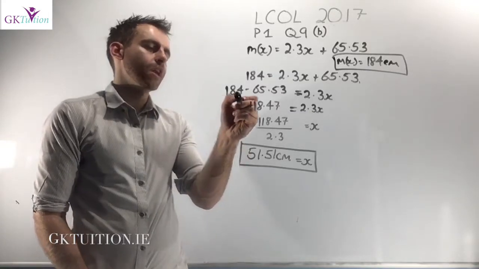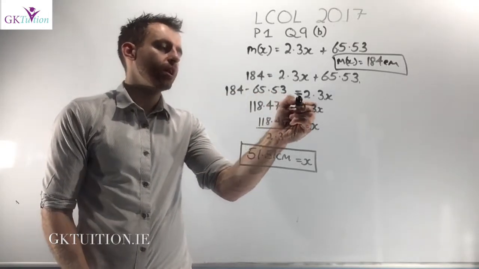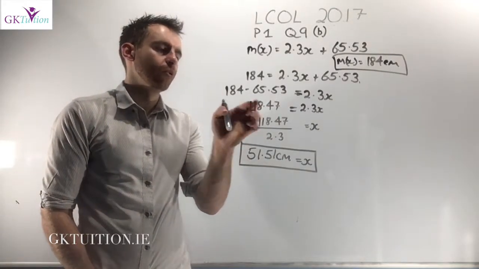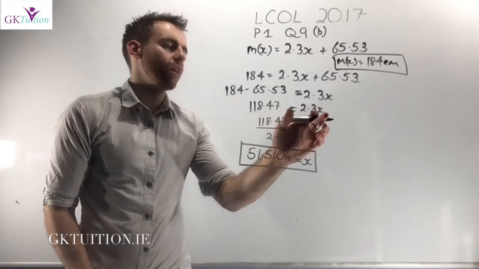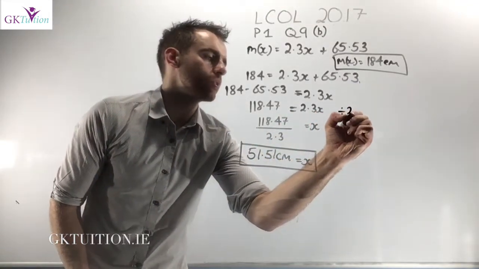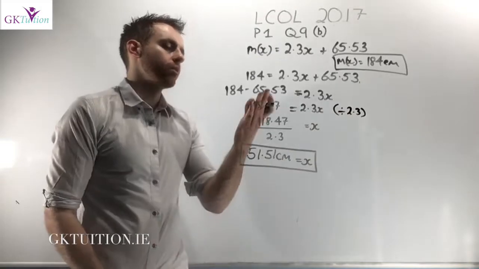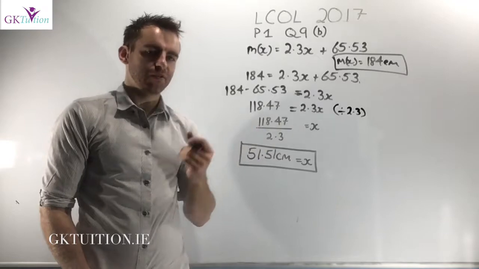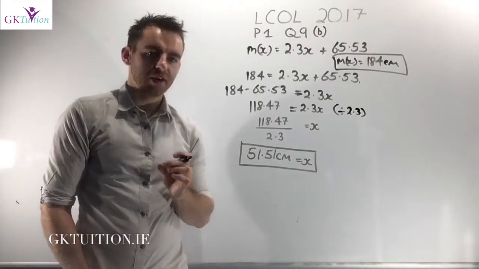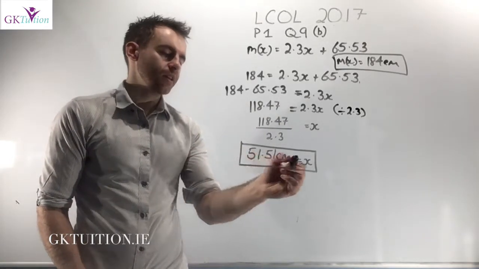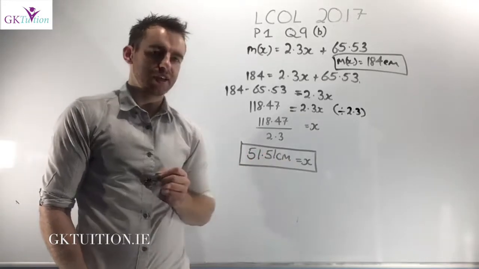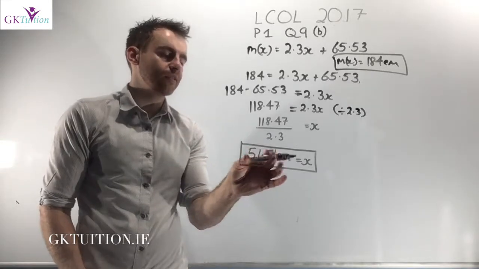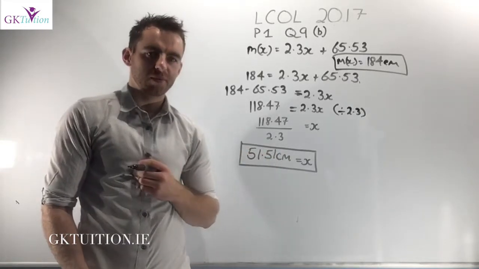So you end up with 184 minus 65.53 equals 2.3x. If you plug this into your calculator, you get 118.47. In order to isolate x here, I need to divide both sides by 2.3. If you divide the right hand side by 2.3, you get x. And if you divide the left hand side by 2.3, you get this fraction. If you plug that into your calculator, your final answer to 2 decimal places is x is equal to 51.51 centimeters. If a male has a height of 184 centimeters, I would expect his femur to be 51.51 centimeters long.